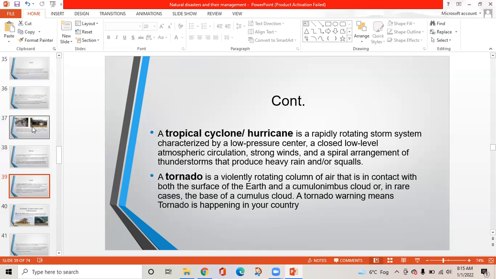A tropical cyclone or hurricane is a rapidly rotating storm system that is characterized by a low pressure center and a closed low level atmospheric circulation, strong winds, and a spiral arrangement of thunderstorms that produces heavy rainfall or squalls. A tornado is a violently rotating column of air that is in contact with both the surface of the earth and a cumulonimbus cloud, or in rare cases, the base of a cumulus cloud. A tornado warning means that a tornado is happening in your country.